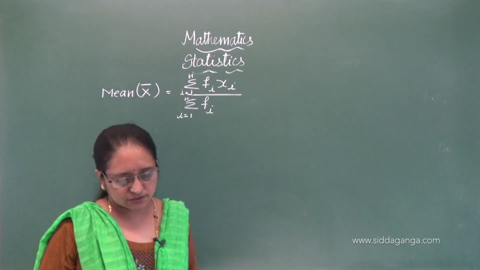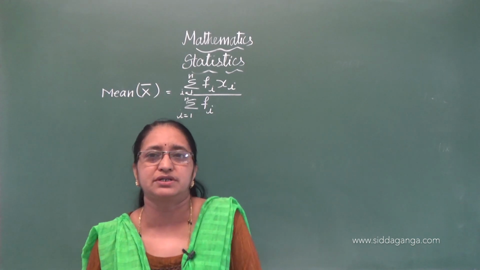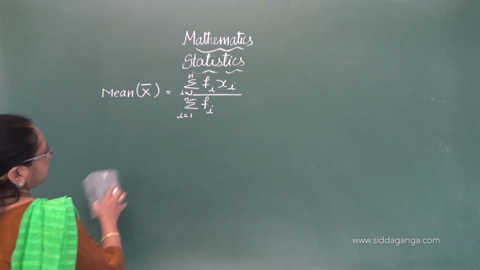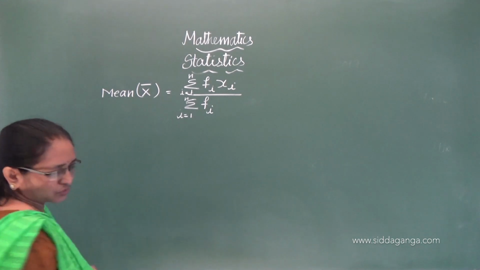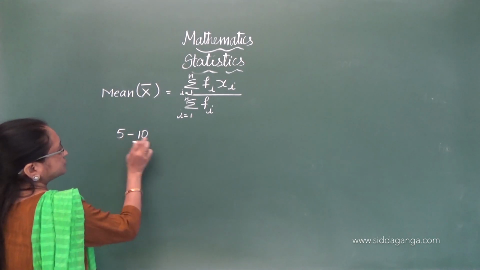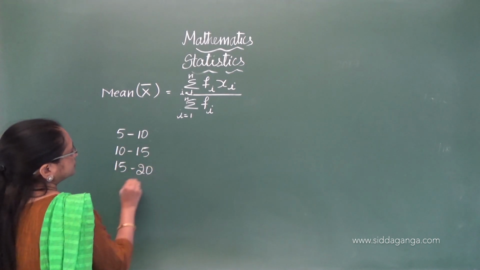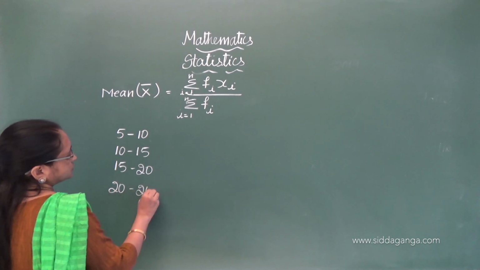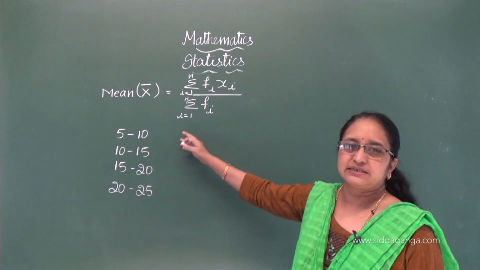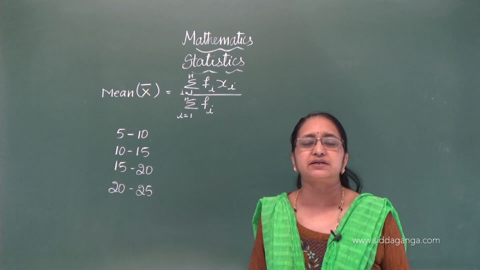So now here, how to convert the ungrouped data to the grouped data. Just now I gave an example for you. So the same thing I will write once again. See, for that I will take it like this: 5 to 10, 10 to 15, 15 to 20, 20 to 25. The same examples we can group like this. So I was telling you about the ungrouped data and grouped data.